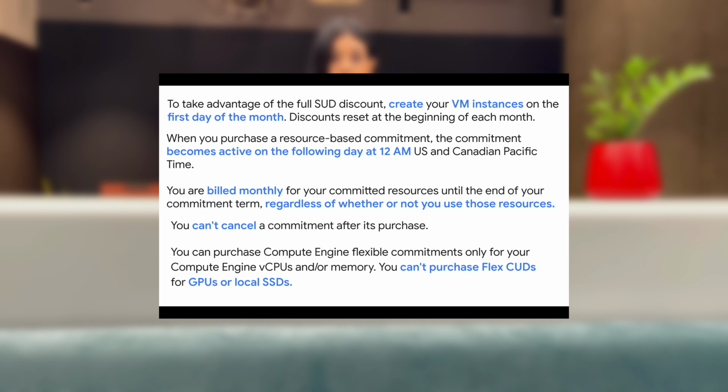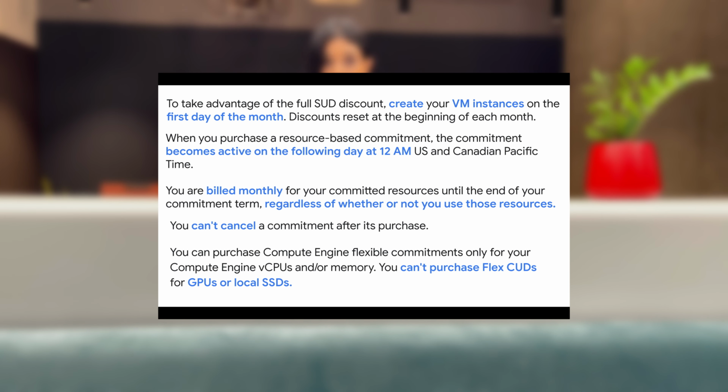If you want to purchase a commitment or a CUD for a GPU instance, then you must purchase a resource-based commitment for the N1 machine type. Flex CUDs do not apply to GPUs or local SSDs. Lastly, at any given point of time, a resource can be tied to only one type of discount. These discounts cannot be combined.